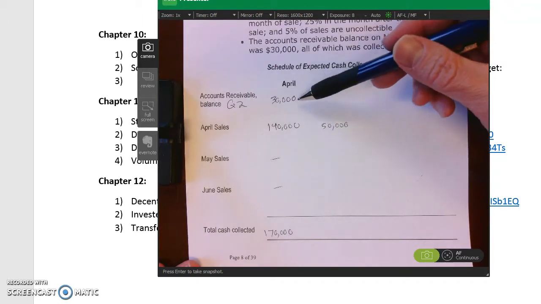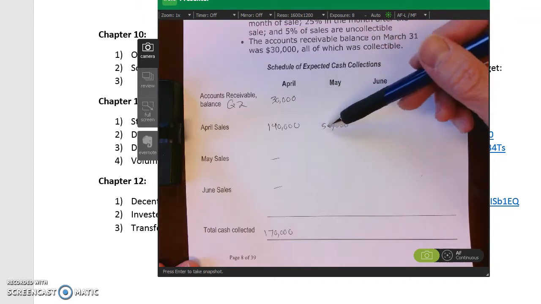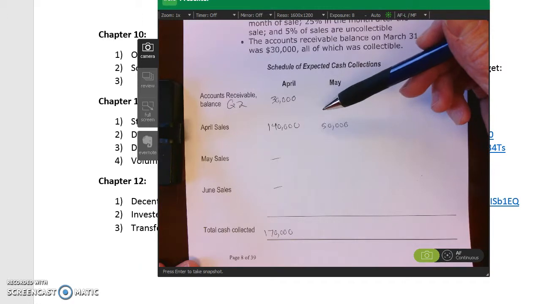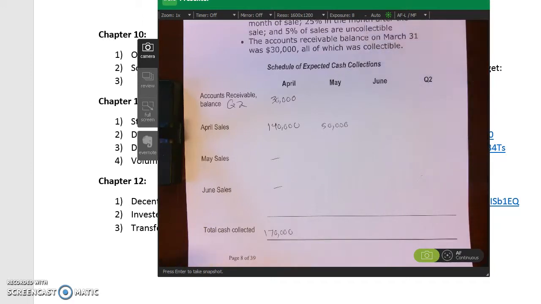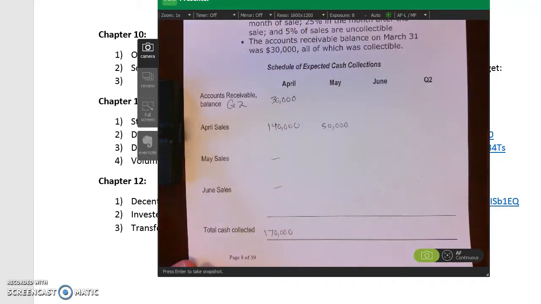Because if you think about it, April I had sales of $200,000, and how much of that $200,000 have I not collected at the end of April? $50,000. I know you could do the math and say, well, it's $60,000 because it's $200,000 minus the $140,000 gives us $60,000, but I'm saying net accounts receivable. So regardless of this 5%, I don't care about that 5% because I'm never going to get it, so I can't count that. Okay? So how much accounts receivable do I have at the end of April? It's $50,000.